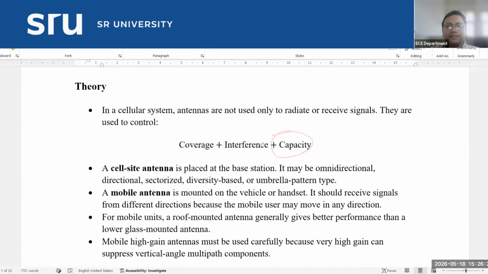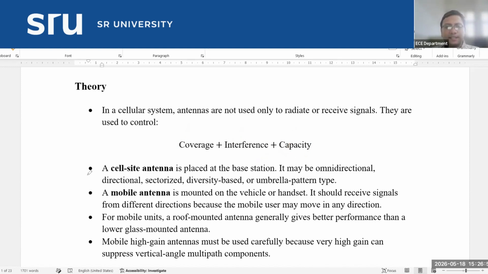So capacity indicates how many users it can accommodate. So coverage, what is the area that it can cover? Interference management, how well it can manage interference. And third is capacity, or how many users it can accommodate.